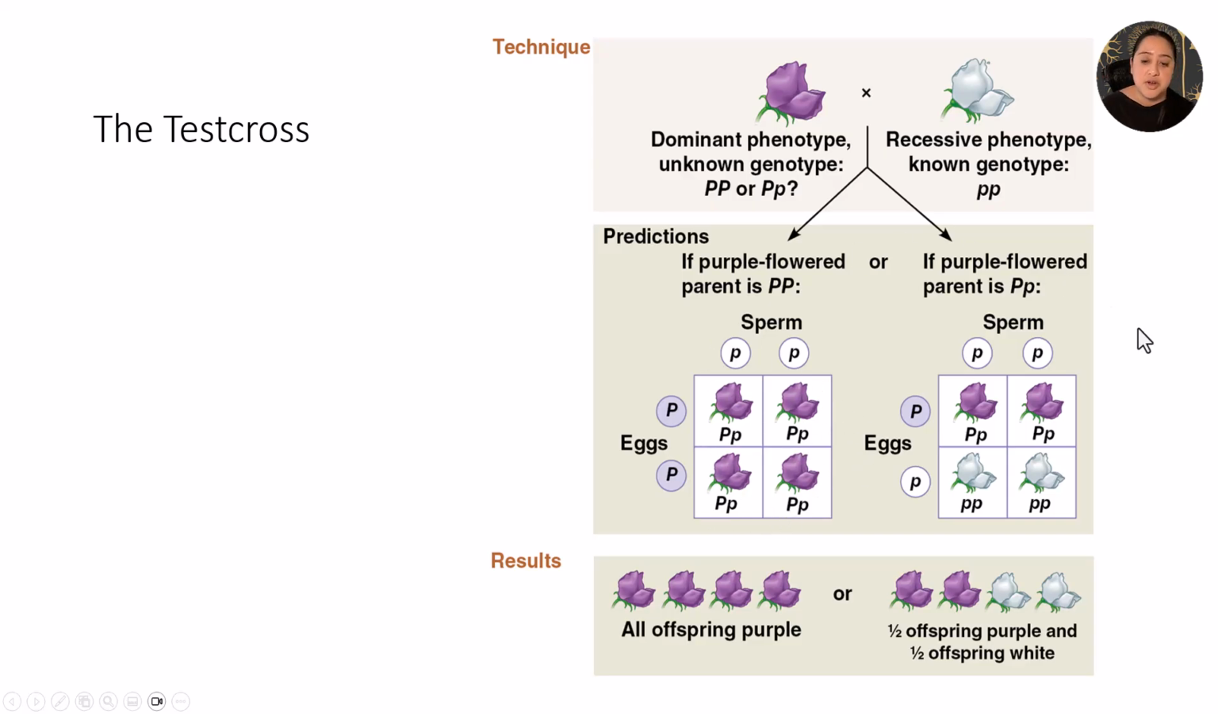But if you do this cross and instead you see half are purple and half are white, then that tells you that this one must have had a little p to give. It must have had a recessive allele to be able to pass that on.